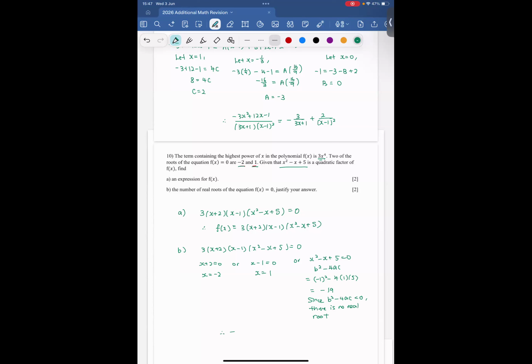Therefore there are only two real roots.